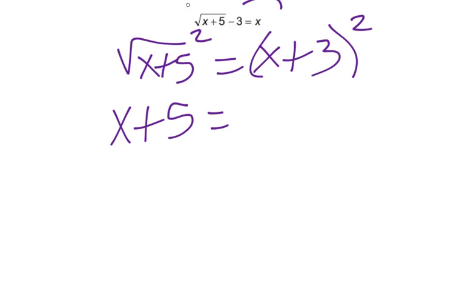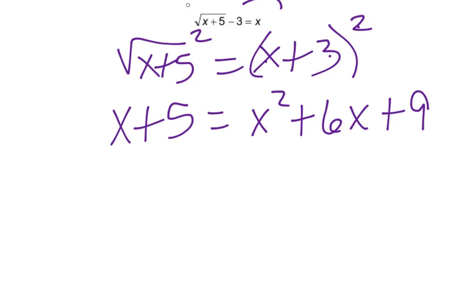Now a shortcut for squaring. Square the first thing, so x squared. Take 2 times everything in parentheses. 2 times 3 is 6, times x is plus 6x. And then square the last thing, so plus 9. You have a quadratic that you need to solve.